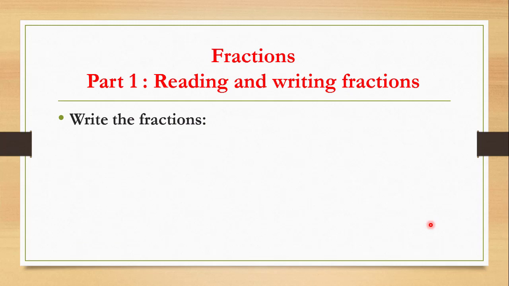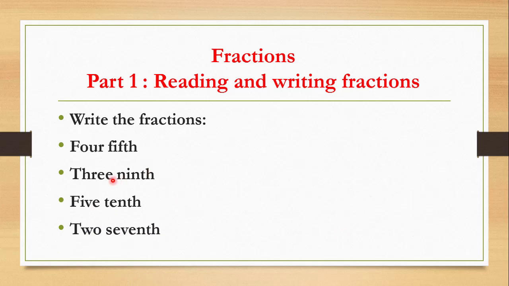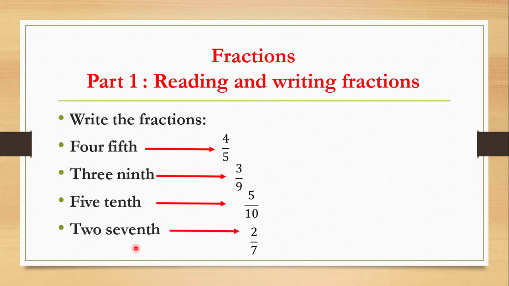So we have some fractions. I want to write the first one, 4/5. The first number is the top one and the second is the bottom. So I write 4 over 5. 3/9 means 3 over 9. 5/10 means 5 over 10. It's very easy. You can do it yourself. 2/7 means 2 over 7.